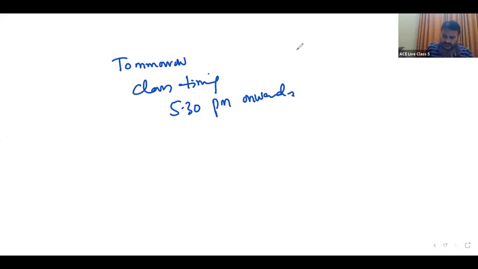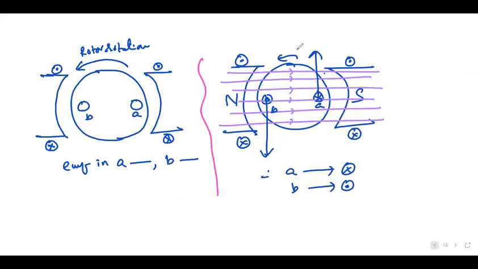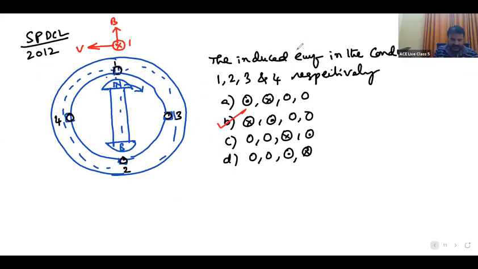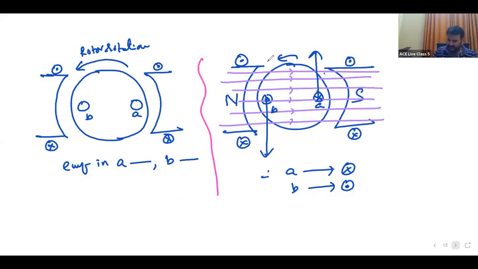Shravan Kumar: Sir, one question, an SPDCL question, the third question. Next question. Sir, how did you assume north and south? Because dot and cross poles are the same. I have not assumed, but we need to find it.